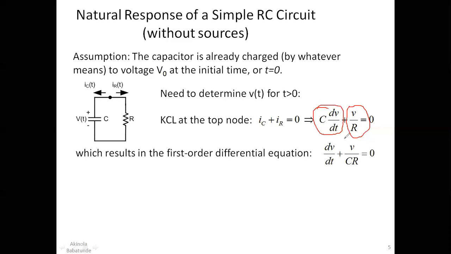If you rearrange this, you can divide all the sides by C. If you divide this by C, divide this by C, and then you divide this by C, 0 over C will still give us 0. You have our V over CR here, and then you have C here, we cancel the C. So you have just dV/dt. So this is a first order differential equation. In case you're still wondering what this means, I will show you how in a couple of minutes.